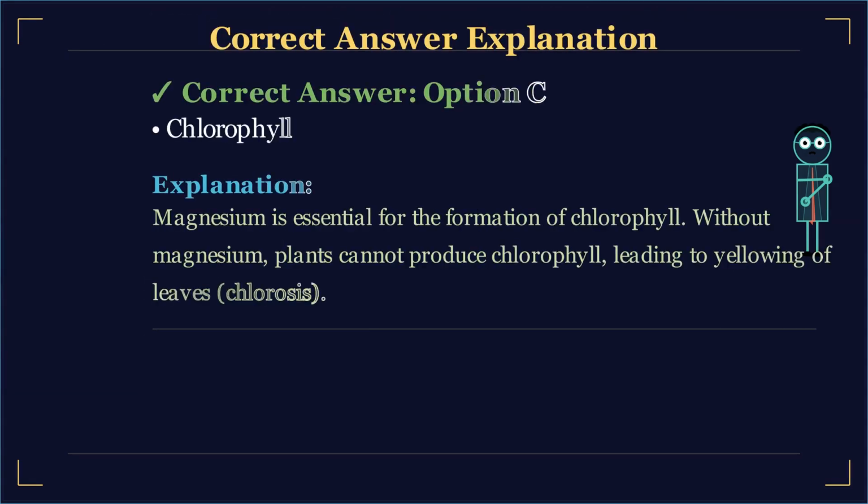Here's the explanation for the correct answer. Magnesium is essential for the formation of chlorophyll. Without magnesium, plants cannot produce chlorophyll, leading to yellowing of leaves, chlorosis.